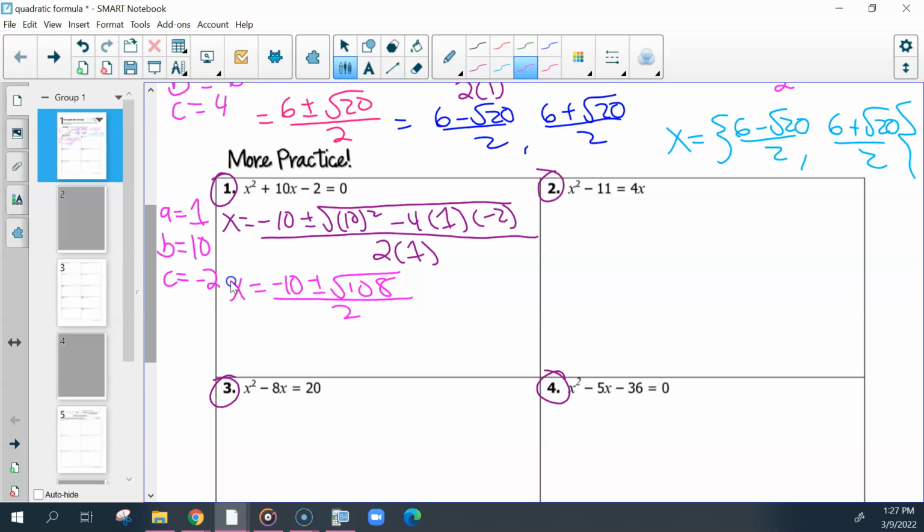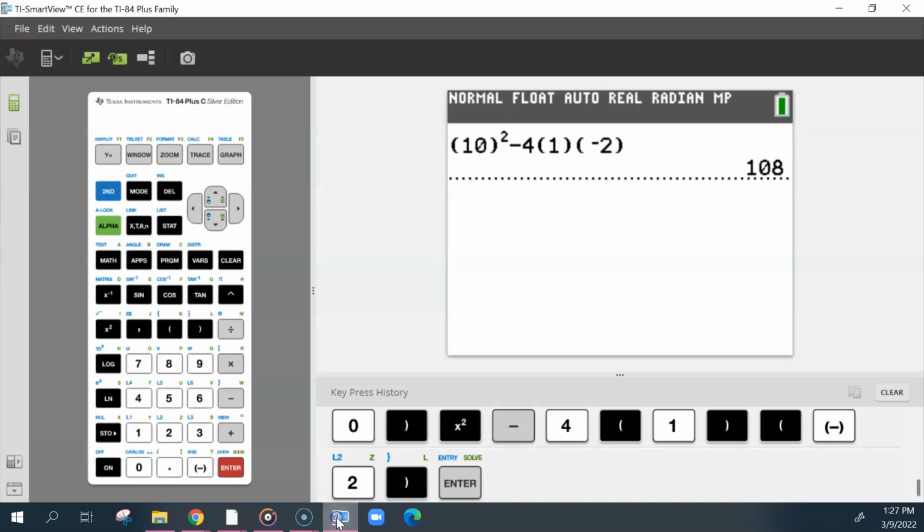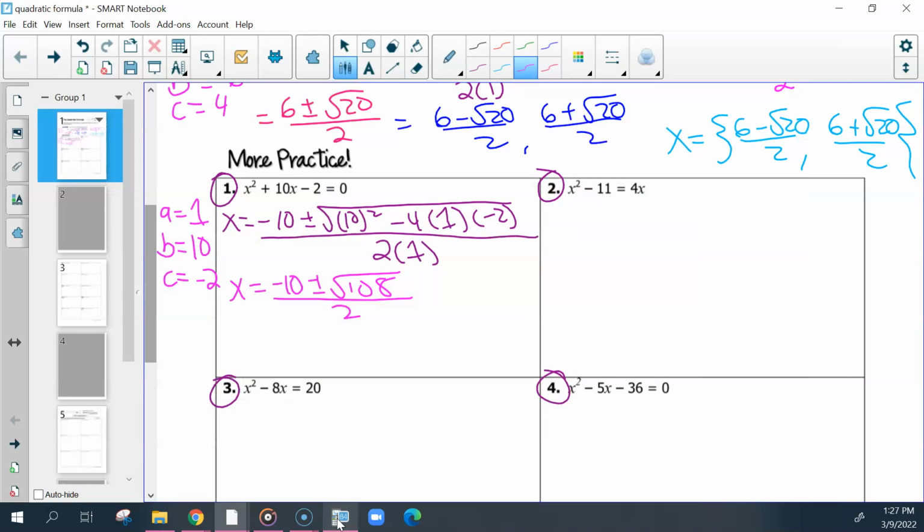Wait, Mr., how did I get the 108? In the calculator form, I took what was inside. Oh, because it was negative 2. Right, and just put that in all at the same time. They are actually the same thing. So I took everything that was inside, the 10 squared minus 4 times 1 times negative 2.